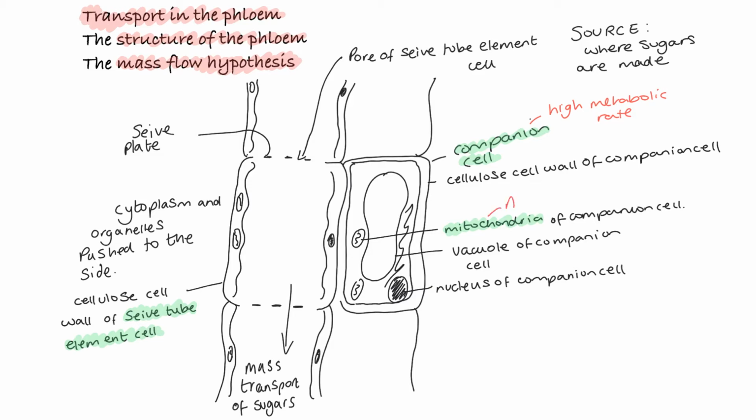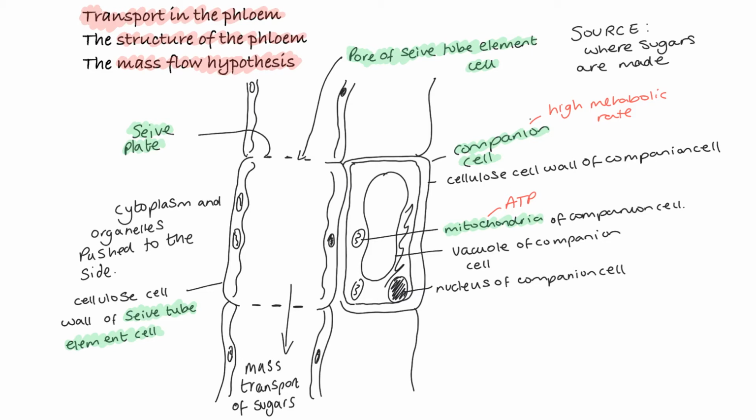When we look at the sieve tube elements, we can see that they have sieve plates. So they have ends which are broken open. They've got tiny little holes in them. These holes are called pores, and the cytoplasm is able to flow through here. So what this does is it creates a space through which the dissolved sugars can travel.